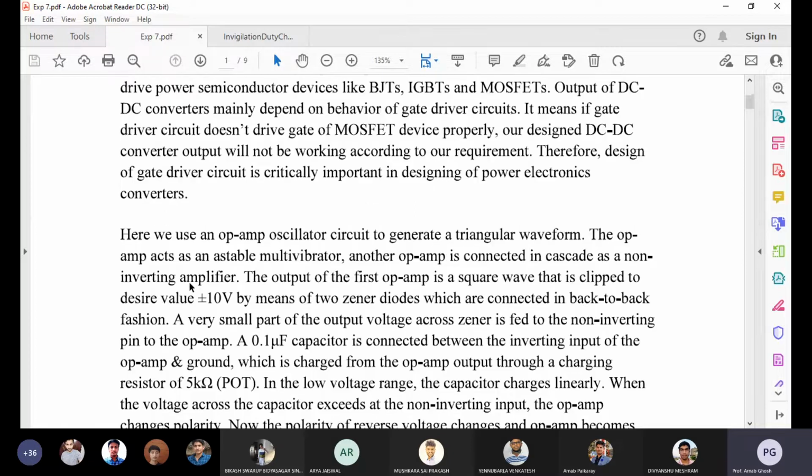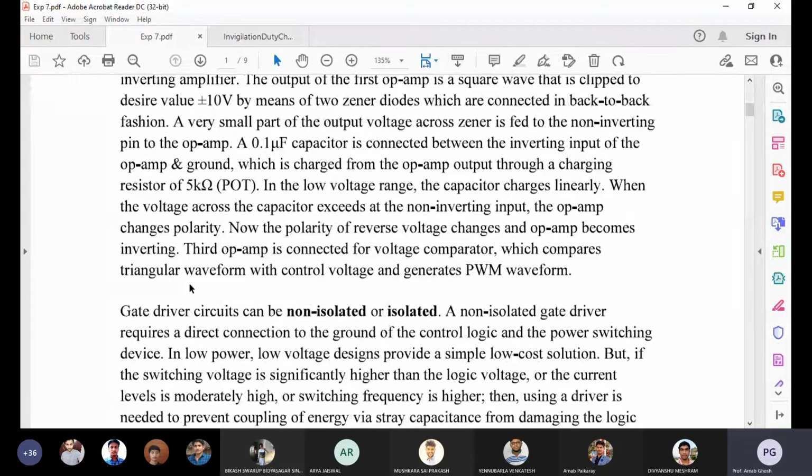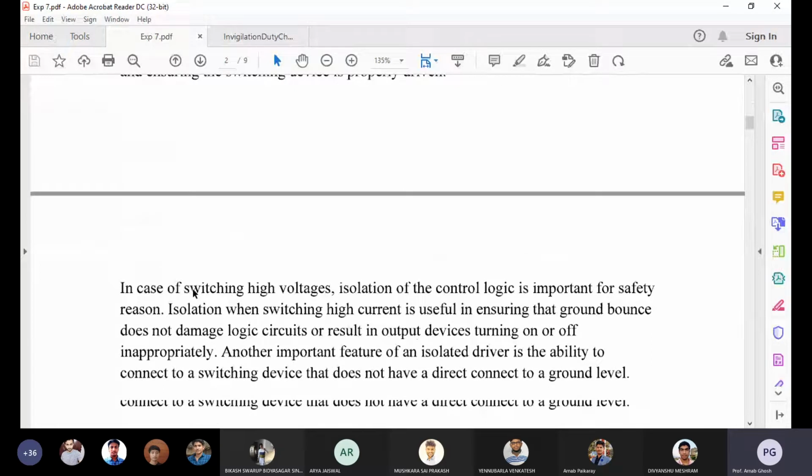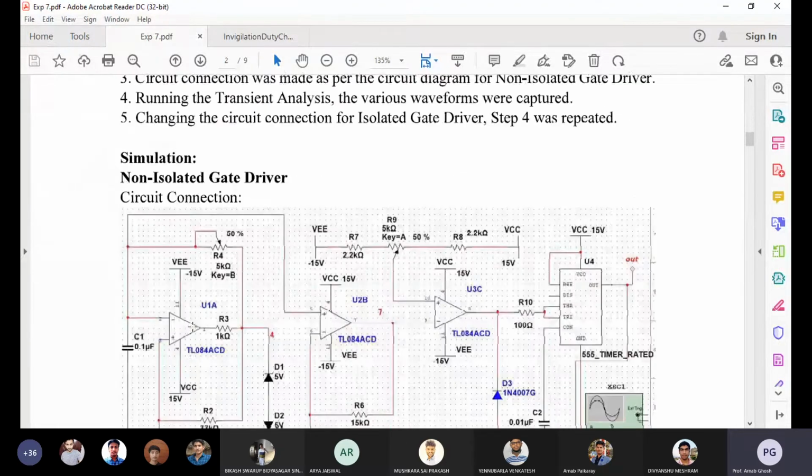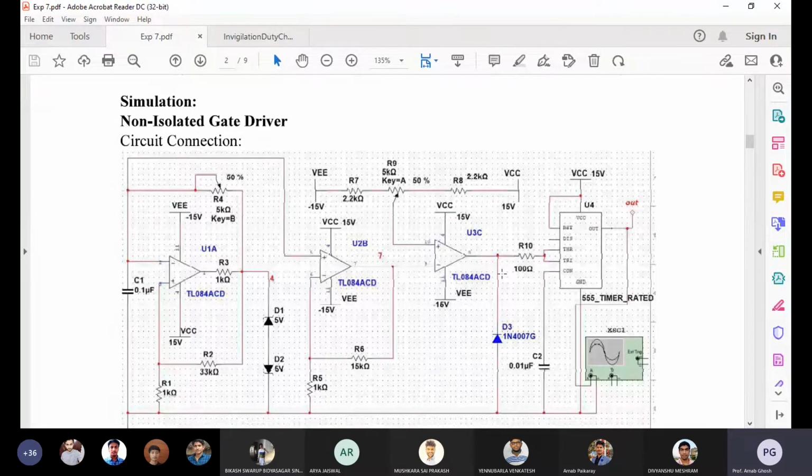So which batch are we using? TL084. You can also download the datasheet of that Texas Instruments IC, so you can understand the pin diagram. When we are using some IC, we have to know the pin diagram as well as the basic features, such as what is the highest operating range.